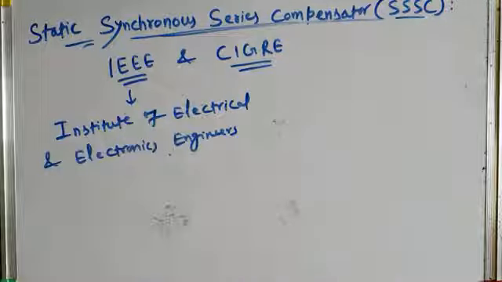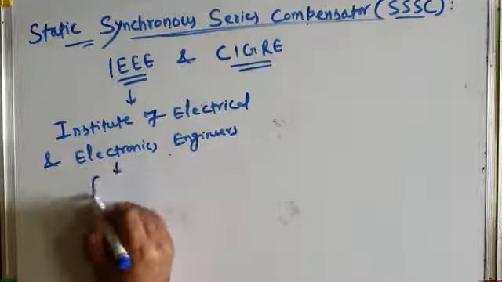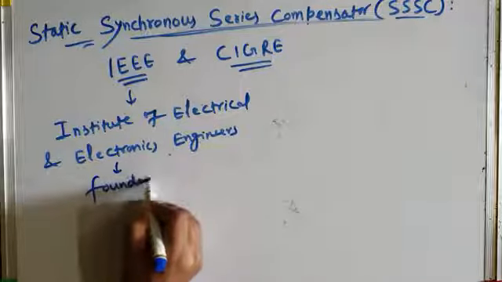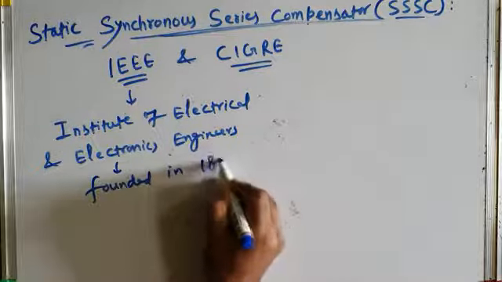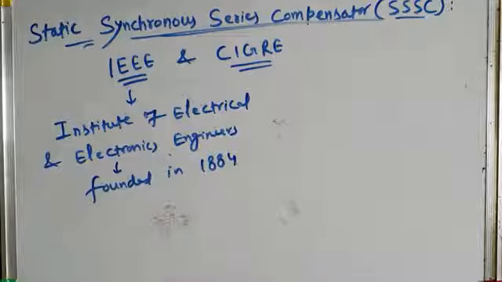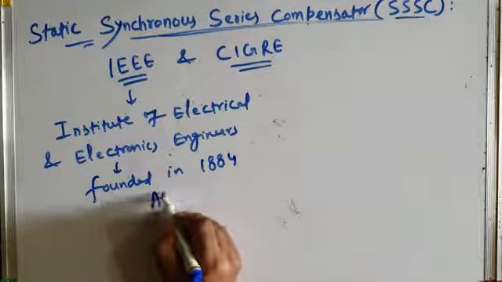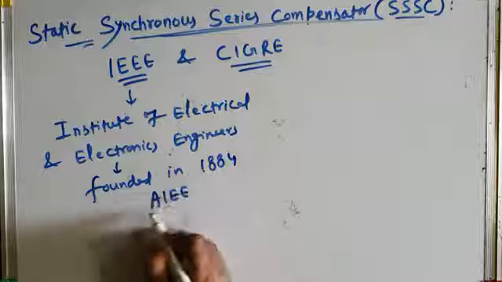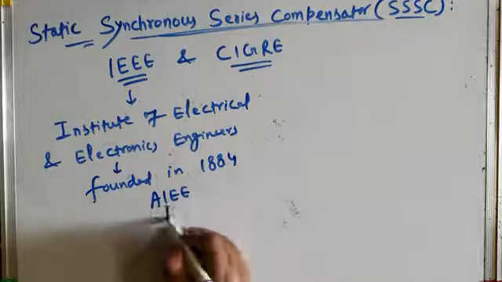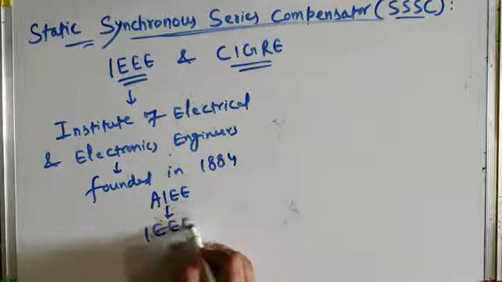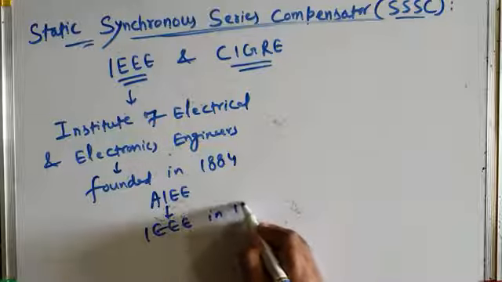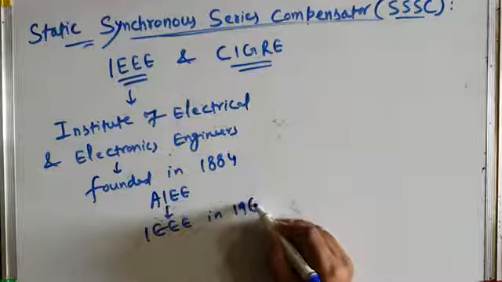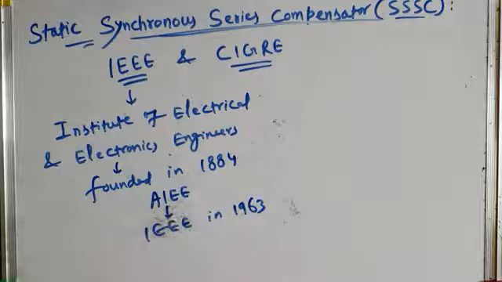This is one organization. It was founded way back in 1884. At that time, it was called American Institute of Electrical Engineers, AIEE, and then it was renamed as IEEE in 1963.